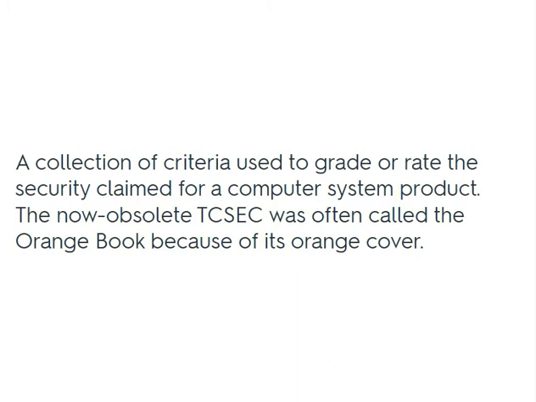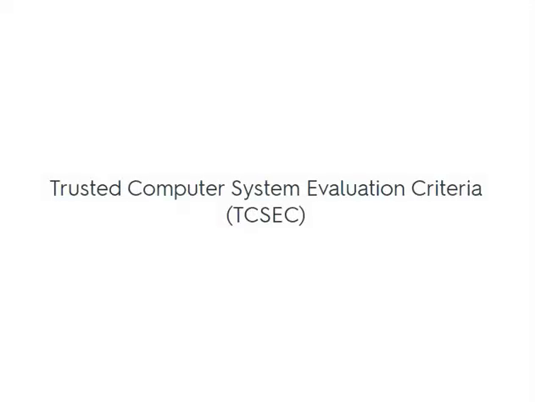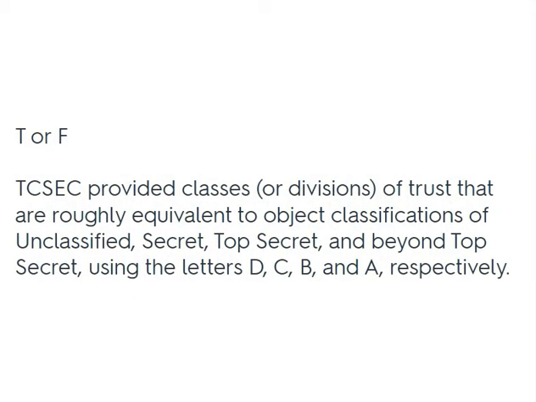The now obsolete TCSEC was often called the Orange Book because of its orange cover. Trusted Computer System Evaluation Criteria. T or F: TCSEC provided classes of trust that are roughly equivalent to object classifications of unclassified, secret, top secret, and beyond top secret using the letters D, C, B, and A, respectively. True.